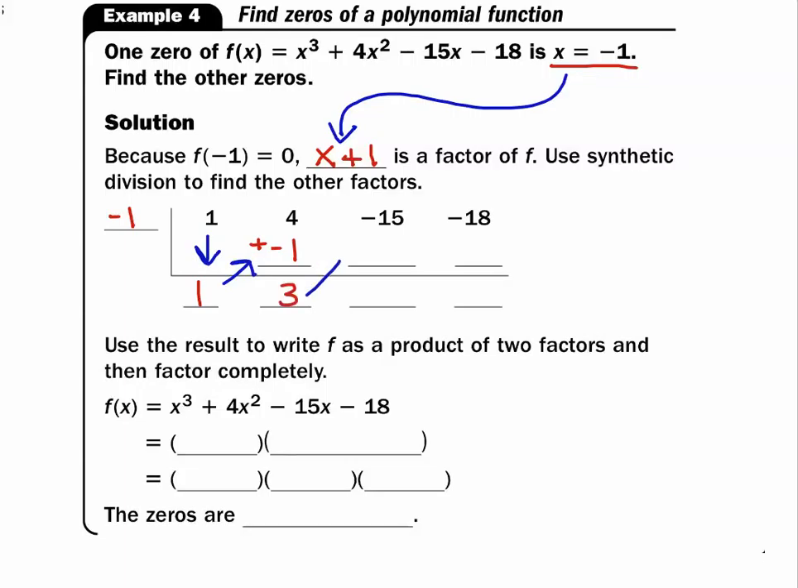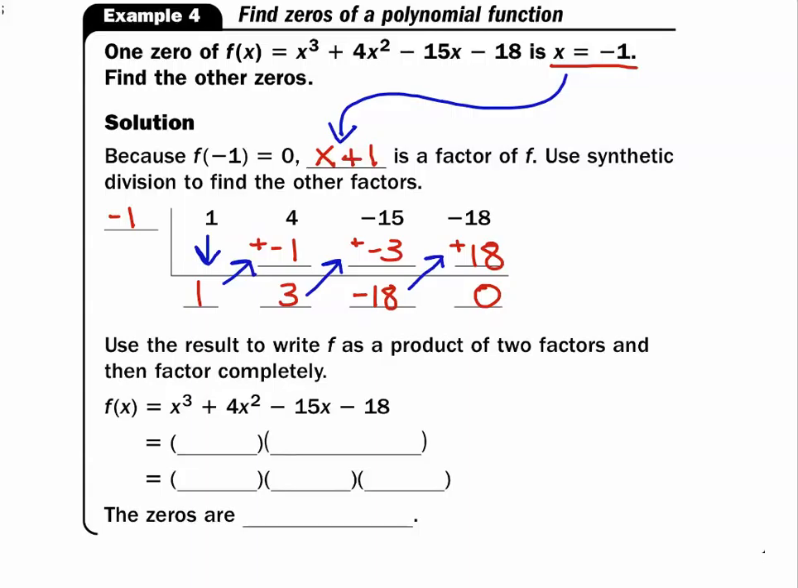To go into the next corner, multiply by -1 to make -3. Add them up, and you have -18. To go into the next corner, we have +18. Add them up, and you get 0.